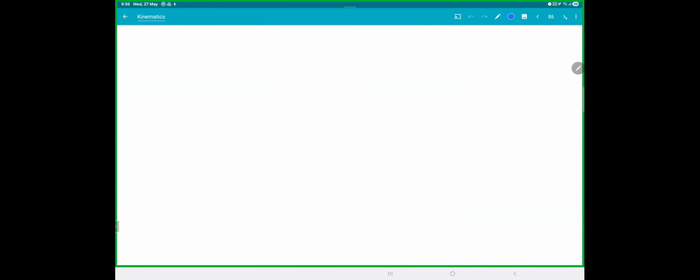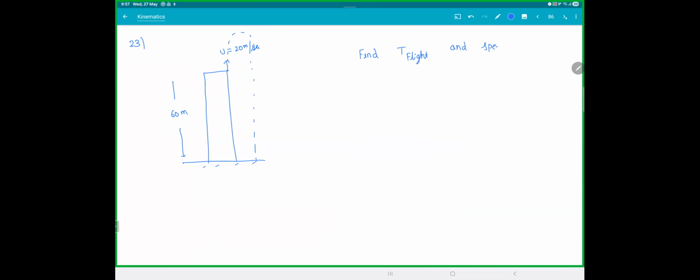Let's do one more on this so that you get used to the formula. Let's say we got a building of 60 meters. The particle is projected with u is equal to 20 meters per second. It goes up and comes down. Find time of flight and the speed when it reaches the ground. The direct formula substitution.